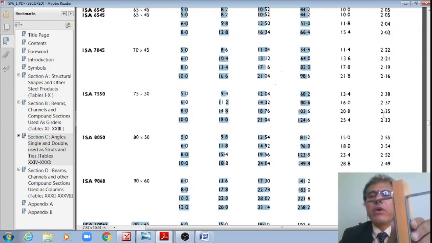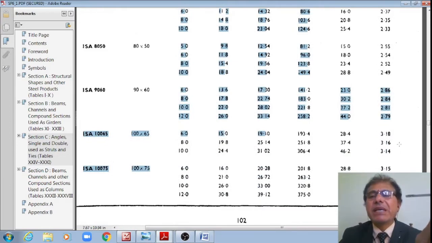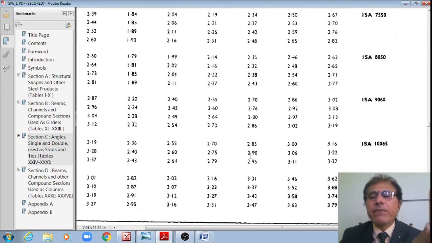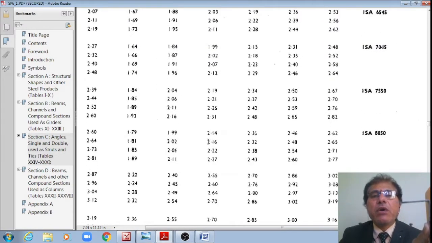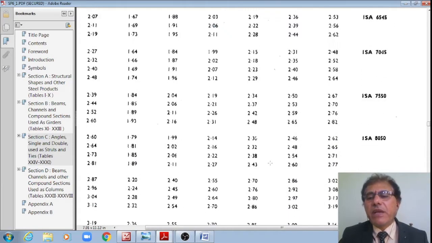Therefore, now I do have the radius of gyration about the major axis as 31.8 mm, and I'm assuming the gusset plate thickness as 12 mm. Therefore, I would also have the radius of gyration about the minor axis. If the gap between the angles is 10 mm, or if the gap between the angles is 14 mm, then the radius of gyration values are given.